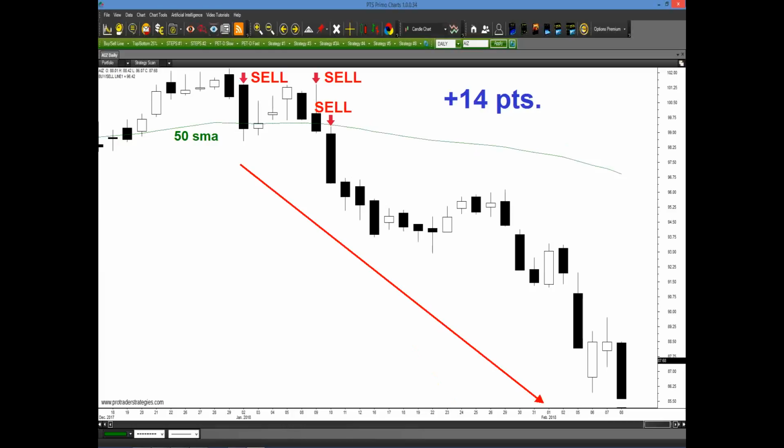This is what we mean by consistency. 2 steps forward, 1 step back. And if you miss that, well, guess what? The market is always giving you more chances to get back in. 3 more sell signals were generated while we were going lower.